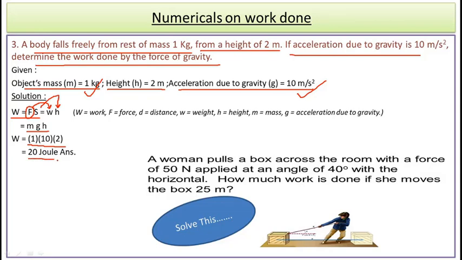Now there is a brain teaser for you all. Please go through this question and see whether you can solve it or not.